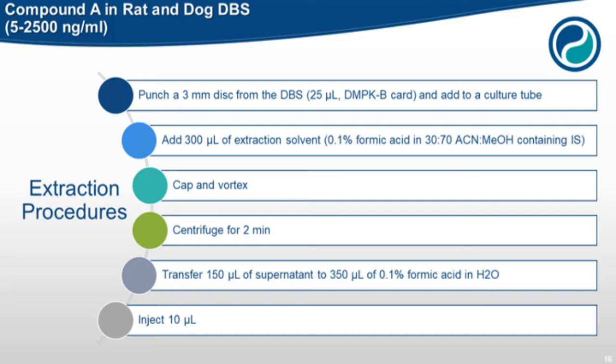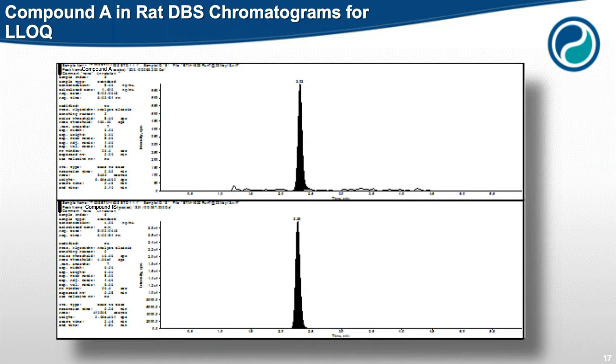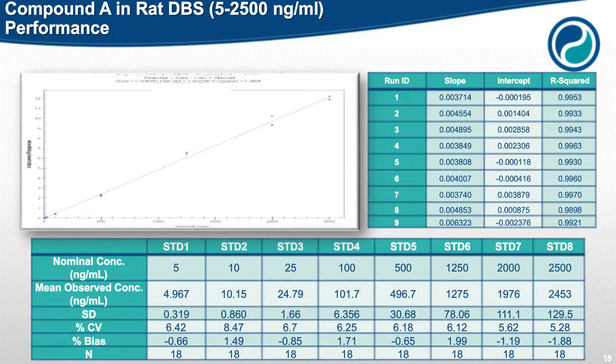This is a typical chromatogram for LLOQ with the concentration of 5 nanogram per mL. As you can see, even with a small sample volume, the sensitivity is quite good, and the signal to noise is also very, very good. Starting from this slide, I will show you some of the selected validation results for the rat DBS method. The dog methods are similar.